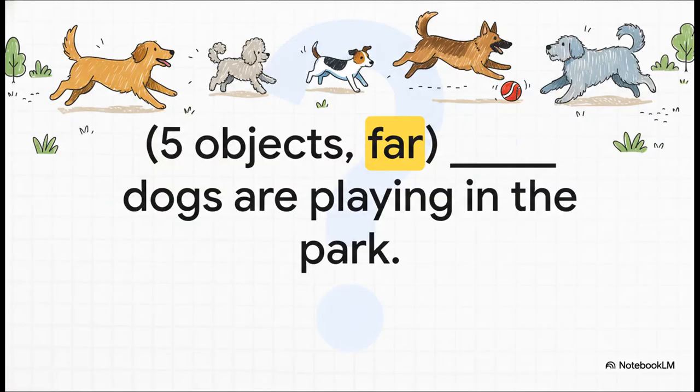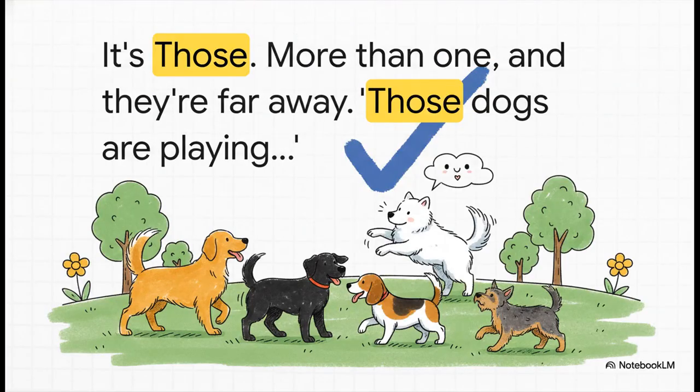Okay, next one. You look out your window and you see 5 dogs playing way across the park. So that's multiple objects and they're far away. What do you say? You got it. It's those. Those dogs are playing in the park. More than one, and they're far away. See? You're already getting the hang of this.